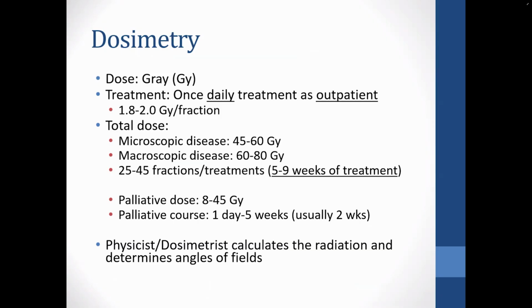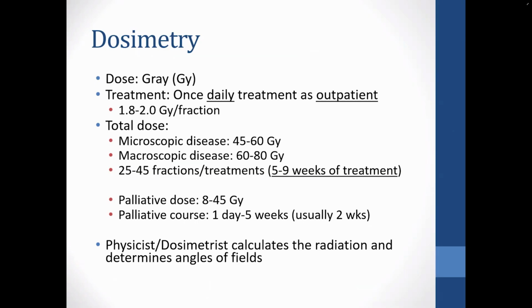The total dose of radiation depends on the goal and the setting of the radiation treatment. When we're treating microscopic disease, such as in a postoperative setting like a lumpectomy, where patients have the breast tumor removed, the total dose is 45 to 60 Gray. When we're treating macroscopic disease in a situation where a patient has not had any surgery, such as prostate cancer, we may need to treat up to 80 Gray. Patients receive 25 to 45 fractions or treatments over 5 to 9 weeks.